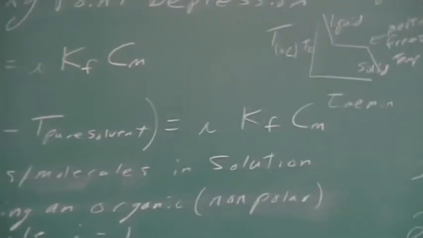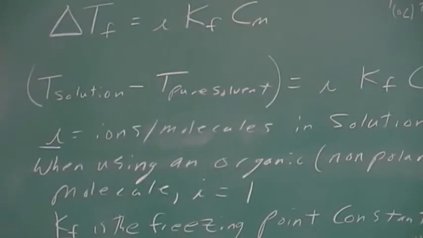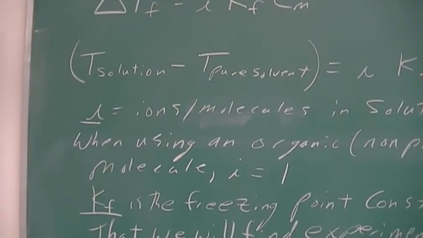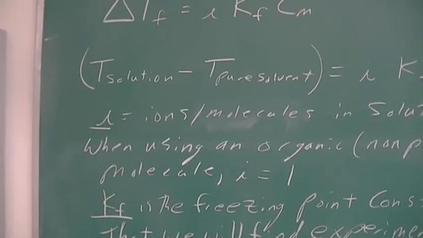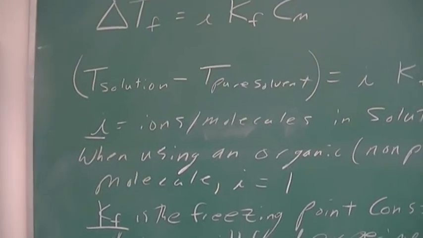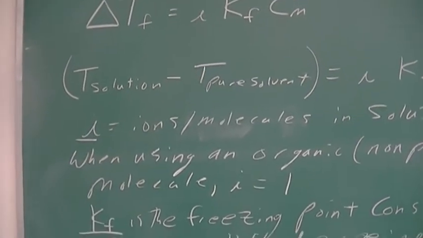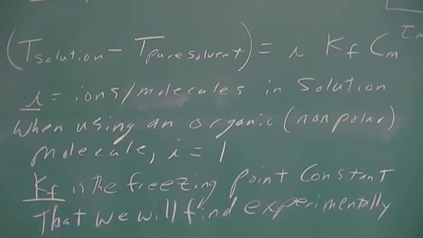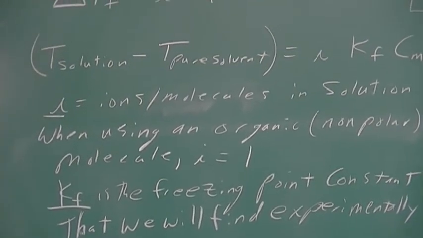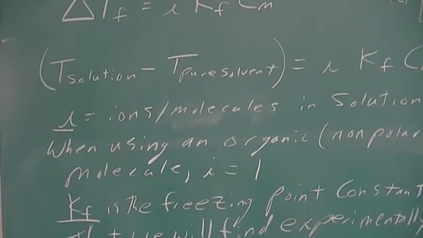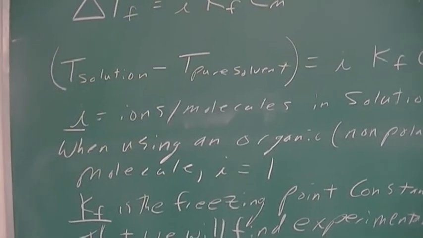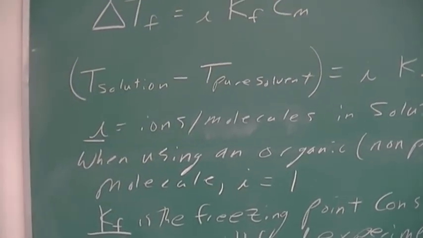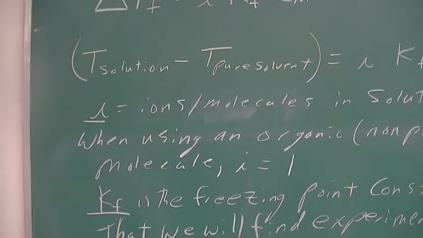Then your i is ions per molecule in solution. For this lab, we are going to use cyclohexane, which is a non-polar organic solvent. When you're using a non-polar organic solvent, you always will have the molecule dissolved in that solution, and that has an i value of 1.